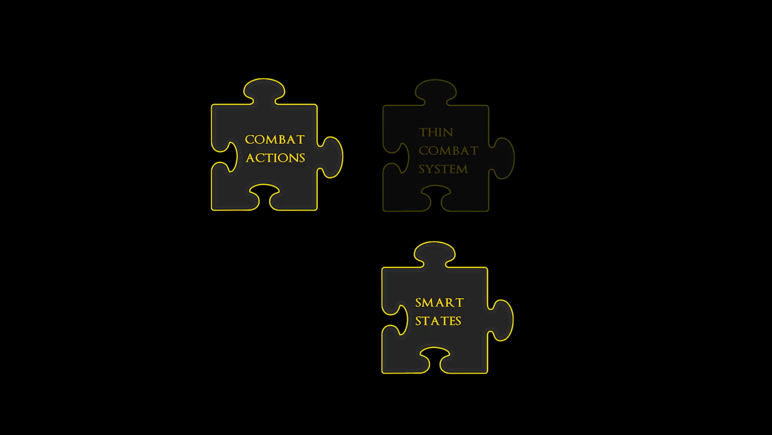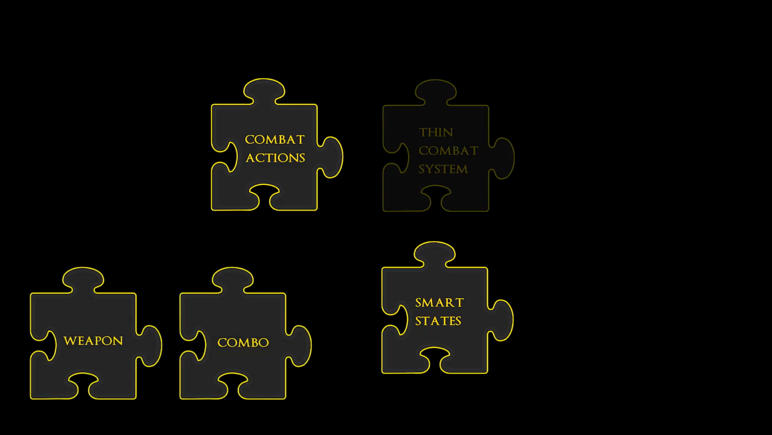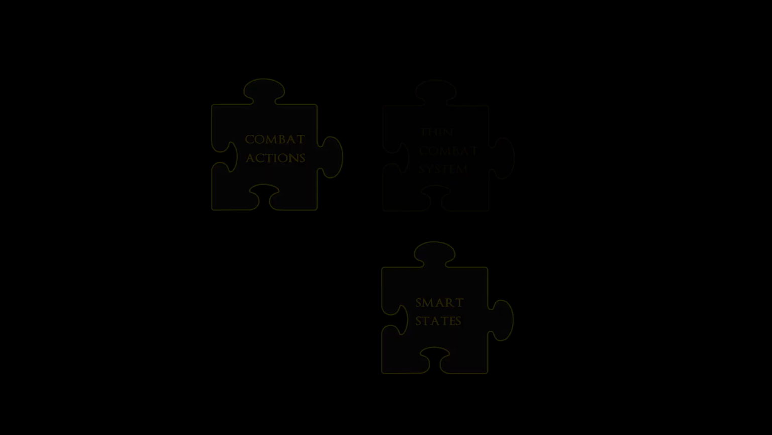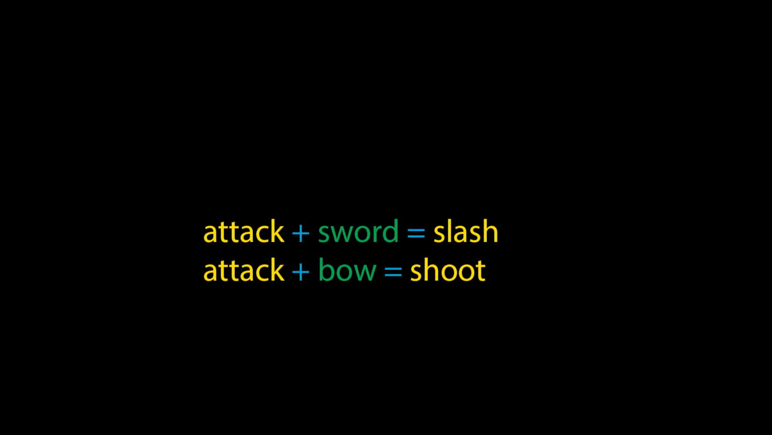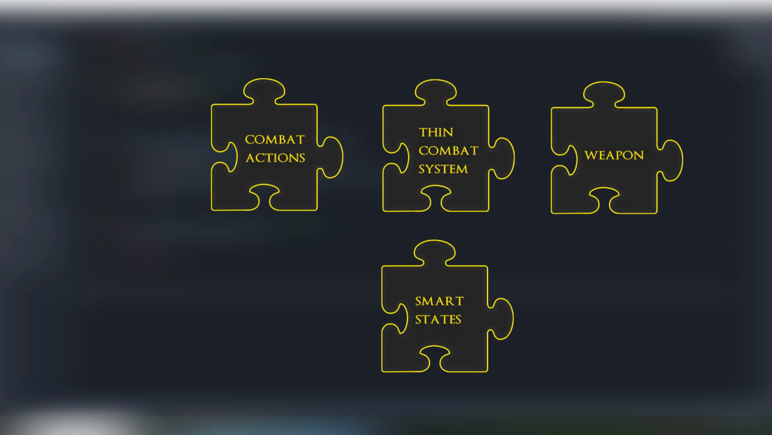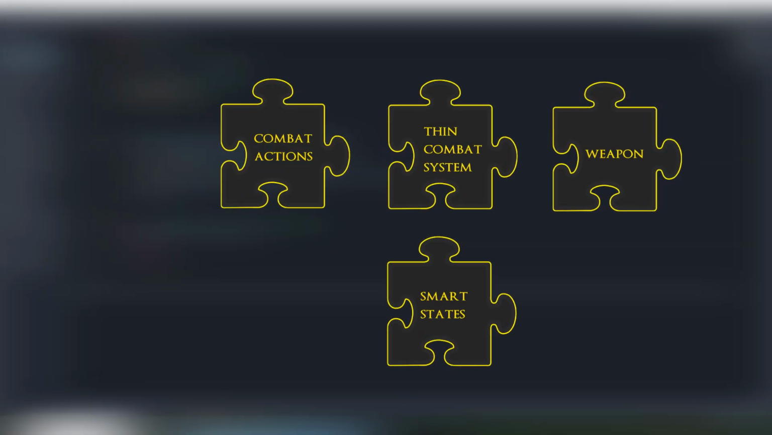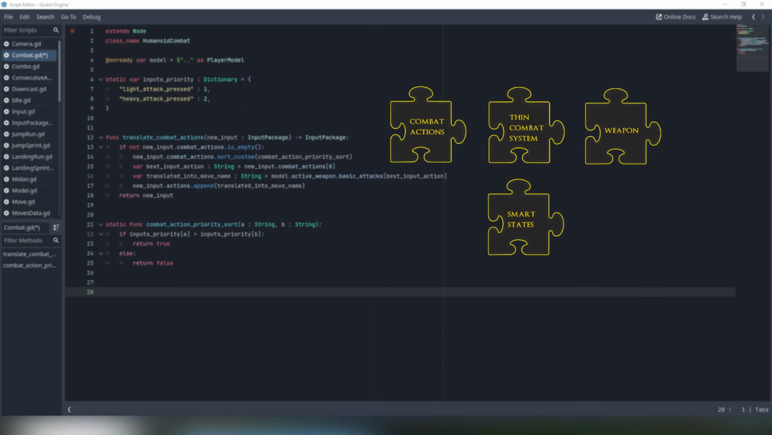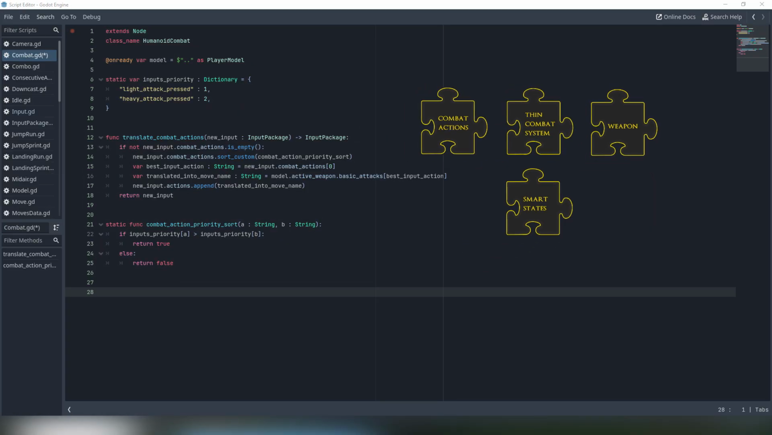Let's pause and think of other nouns we discovered for ourselves. Weapon is an important abstraction. There is a single light attack button, but weapons map it to different attacks. If so, let's create a weapon and put there all the code that maps our input actions into basic moves. Now I see the path. Our very thin combat system takes combat actions, asks the weapon to provide a translation, and puts it into a general actions array for smart moves to think further.